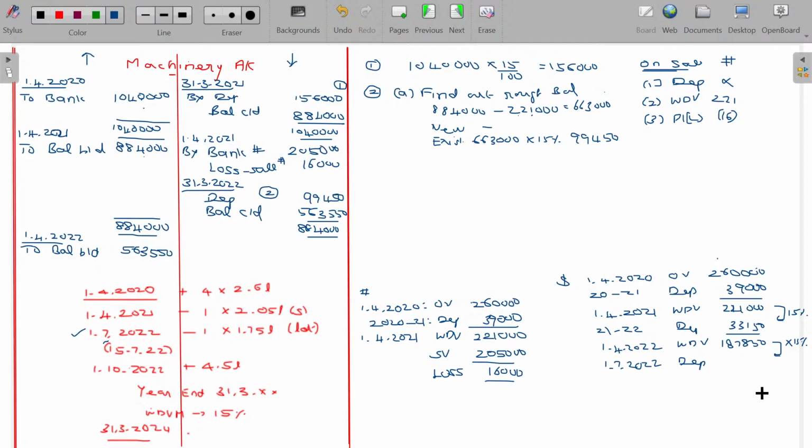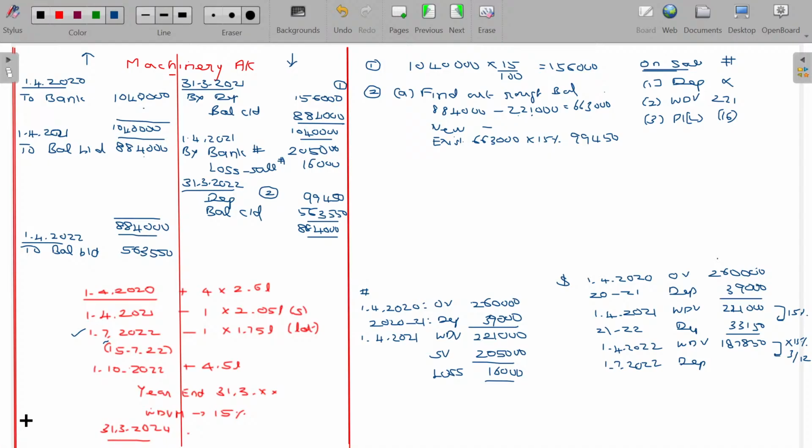5th month, 6th, sorry, 4, 5, 6, 3 months only used. So into 3/12. Into 12, 3/12. So you have to find out the depreciation in the year of destruction, up to the date of destruction from the year beginning. So 1,87,850 for that, 15% calculate for 3 months.